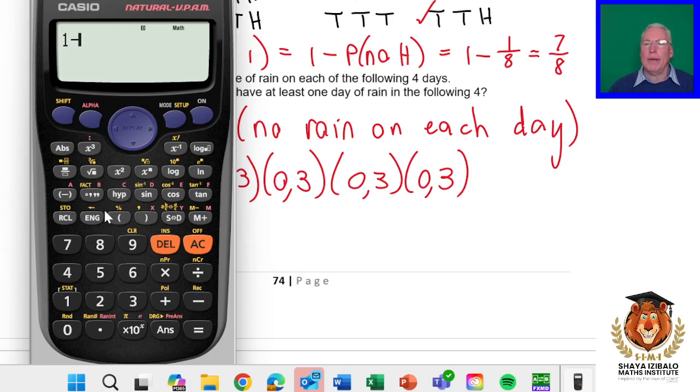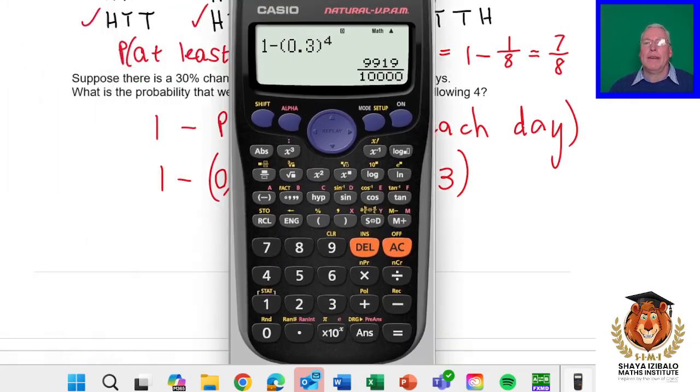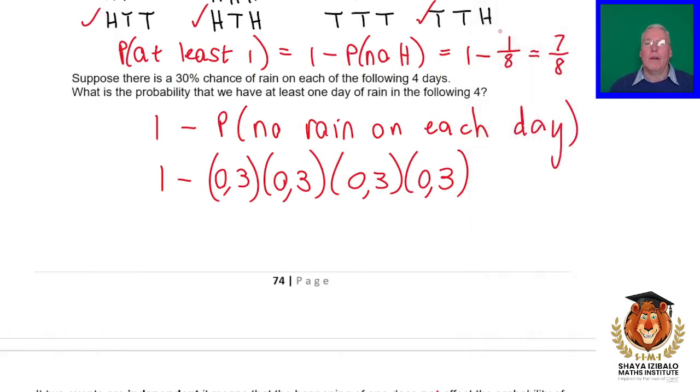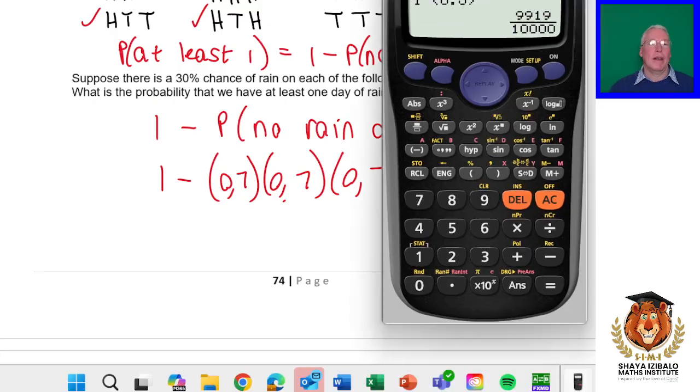1 minus (0.3) to the power 4, and we get 99%. 99% chance of rain on at least one day. Sorry, my mistake. We want no rain, probability of no rain. These are not 0.3, these are 0.7. No rain on the first day is 70%. No rain on the second day is 70%. My apologies. Let's work that out again.